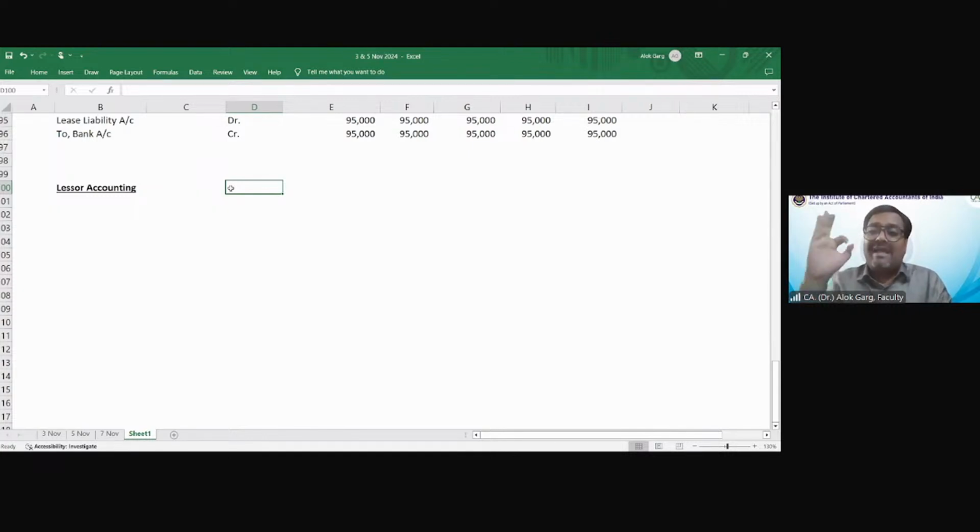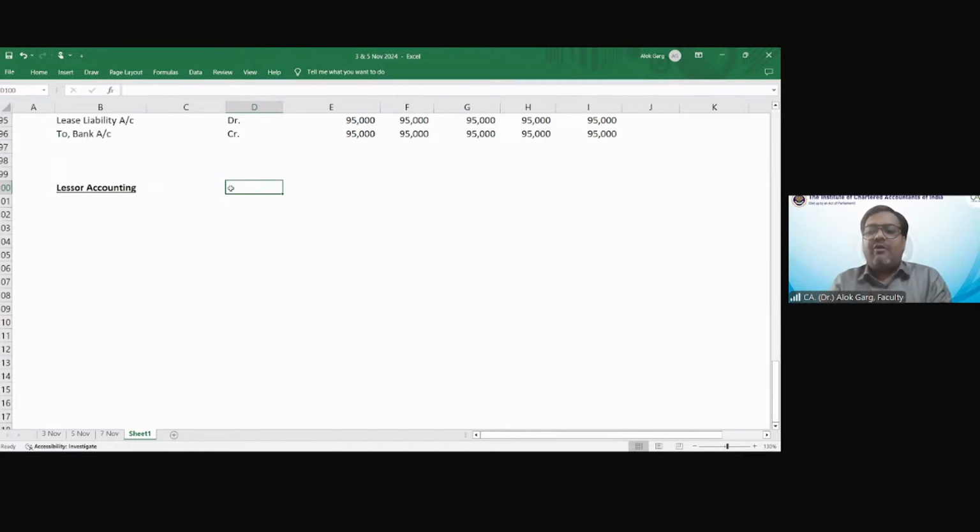So your lease liability will be zero. Why? Because you have already paid, but your ROU will be debited by the amount which you have already paid, the upfront payment. So the accounting entry is ROU account debit, lease liability 10 lakh, lease liability to bank 10 lakh on the same date, right?